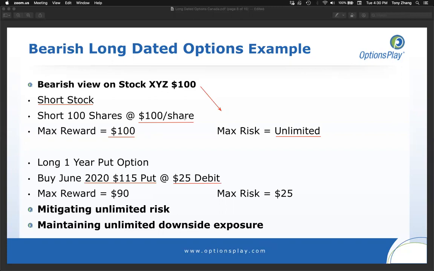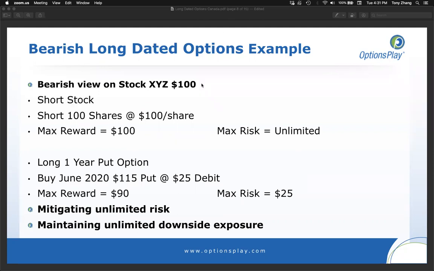So now what I'm able to do is I have very similar unlimited rewards to the downside, limited only by the fact that it can only go to zero, can't go below zero. So I give up a little reward, from $100 to $90 a share as my max reward. But as you can see, the big difference here is that I go from unlimited risk to only $25 of risk. And that is a huge difference between buying calls and buying the stock, and shorting the stock and buying puts: you truly are capping your risk when you're buying a put option, as opposed to if you shorted the stock, where you have unlimited risk.